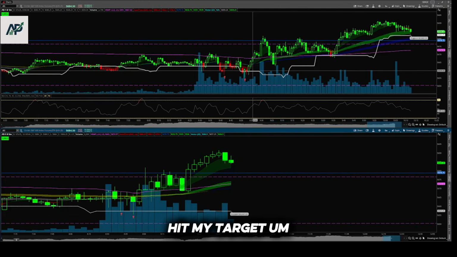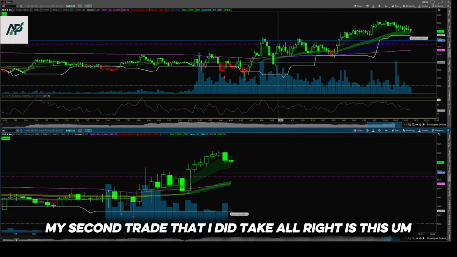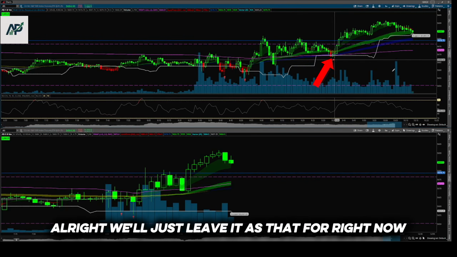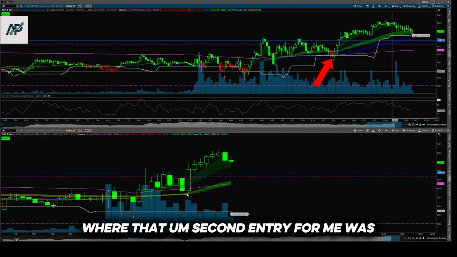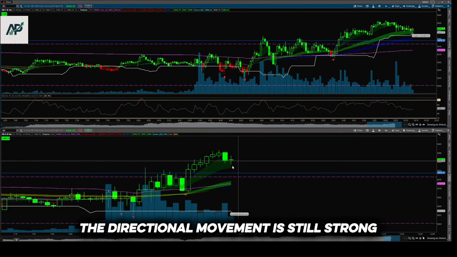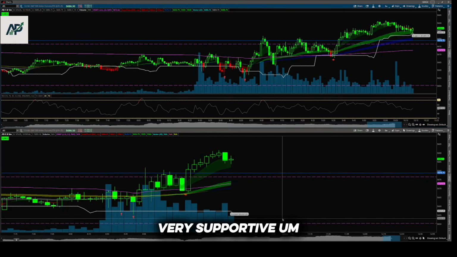Now looking at the rest of the morning, my second trade that I did take is this retest of this tabletop. We'll just leave it at that for right now. Now you guys can see down here on the 5 minute where that second entry for me was. The directional movement is still strong. The 5 minute is staying flat, very supportive.